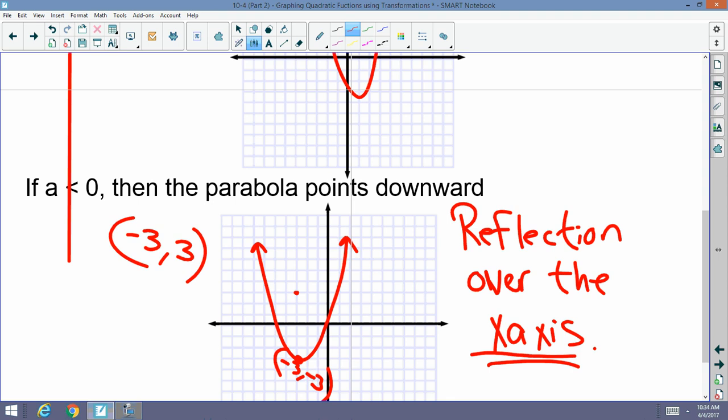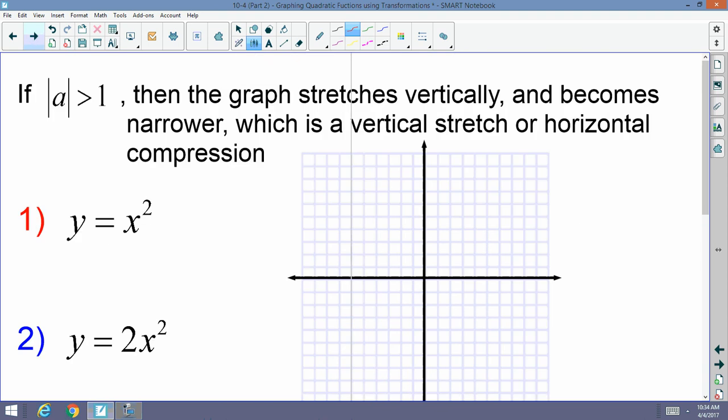So when A is negative, it's a reflection over the x-axis. Now, when the absolute value of A is greater than 1, guys, I have what's called a vertical stretch. The graph becomes narrower, and I will prove it to you. We know that y equals x squared. My parent function is (0, 0), (1, 1), and (-1, 1), and that's my graph.